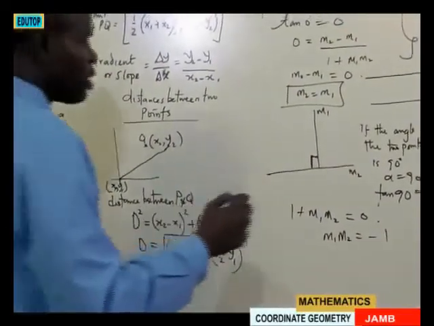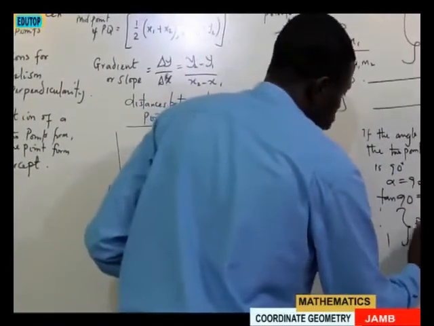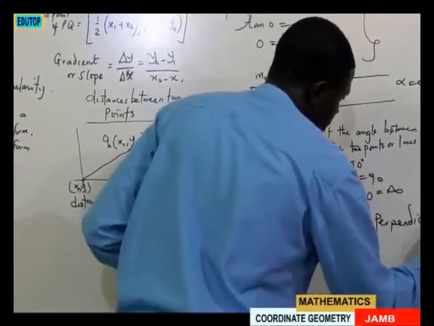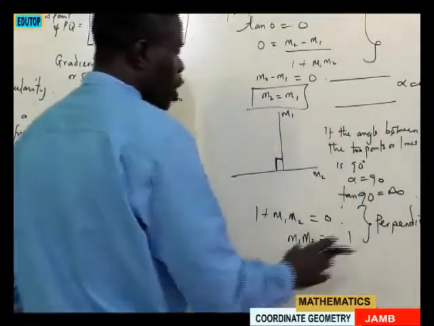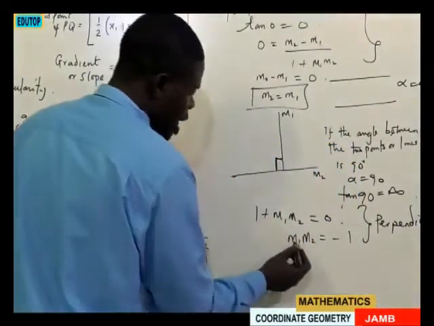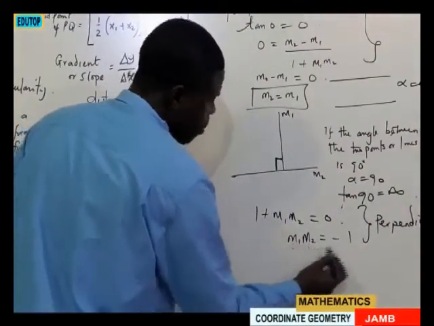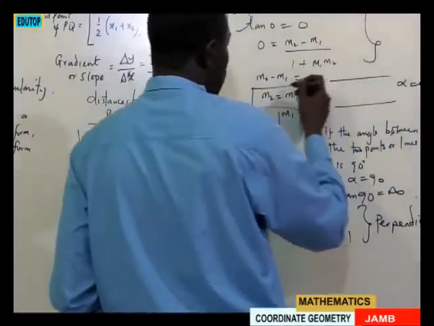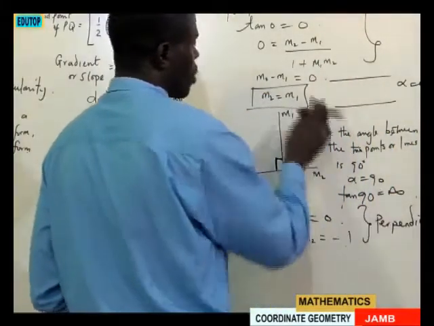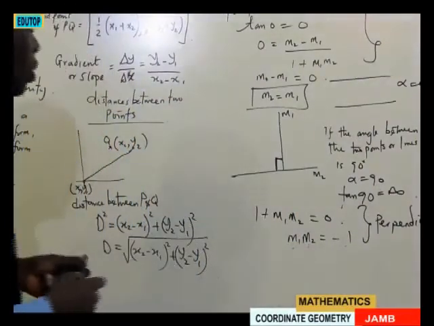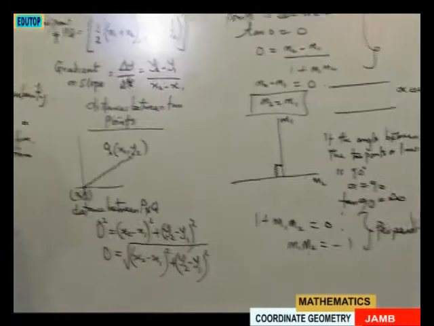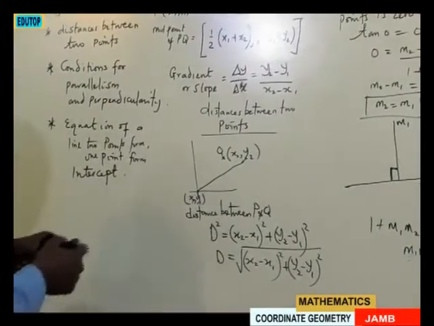Take note, this is a condition for what? Perpendicularity. Perpendicularity means for two lines to be perpendicular, the product of their gradients must be equal to minus 1. For two lines to be parallel, m1 must be equal to what? m2. So those are the two conditions for parallelism and what? Perpendicularity.